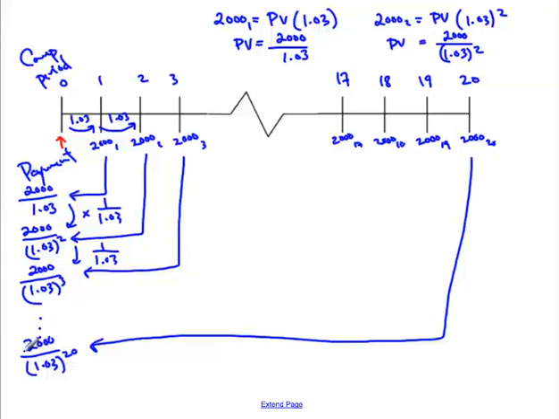So the sum of this geometric series, which has a common ratio of 1 over 1.03, is the value that we're looking for, the lump sum that needs to be put into the account now. So this is a geometric series, and its first term is the topmost term in that column, which is 2,000 divided by 1.03. We said that the common ratio is 1 over 1.03.